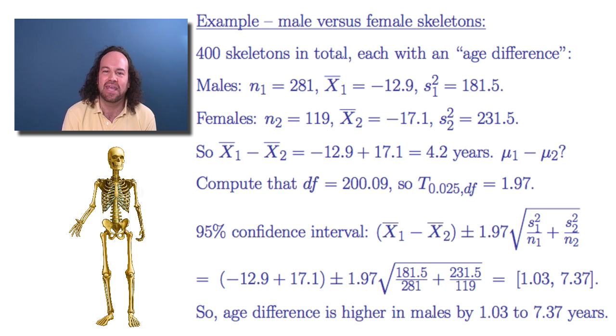So in other words, we're saying that this age difference quantity is indeed higher on average in the males. It wasn't just a fluke of the samples we got. It's a true fact, and this true difference, the mu1 minus mu2, the true difference between the means, is somewhere in this range. So that's the confidence interval for the skeletons.